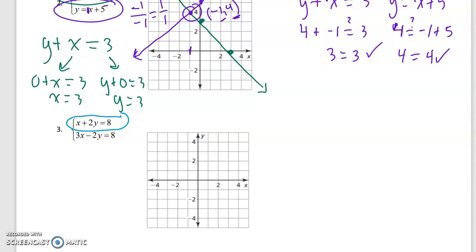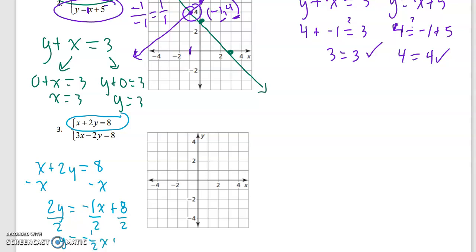The problem is, if you notice, I don't have 8 out here on my x-axis. So instead, I'm going to put these lines into slope-intercept form. So if we have x plus 2y is 8, I'm going to go ahead and subtract x. Remember, I want to isolate y. So 2y equals -1x plus 8. And then I'm going to divide by 2. And my equation in slope-intercept form is y equals 1/2 x plus 4.